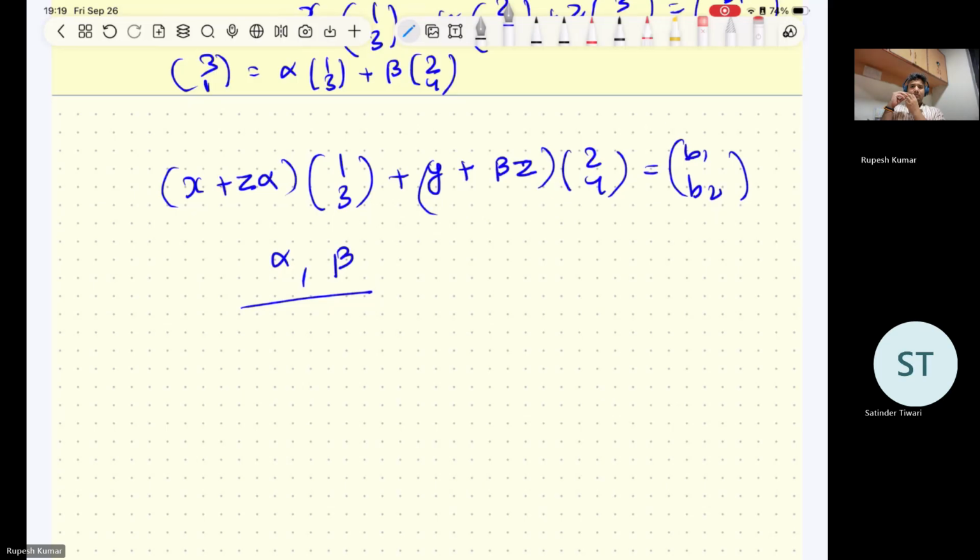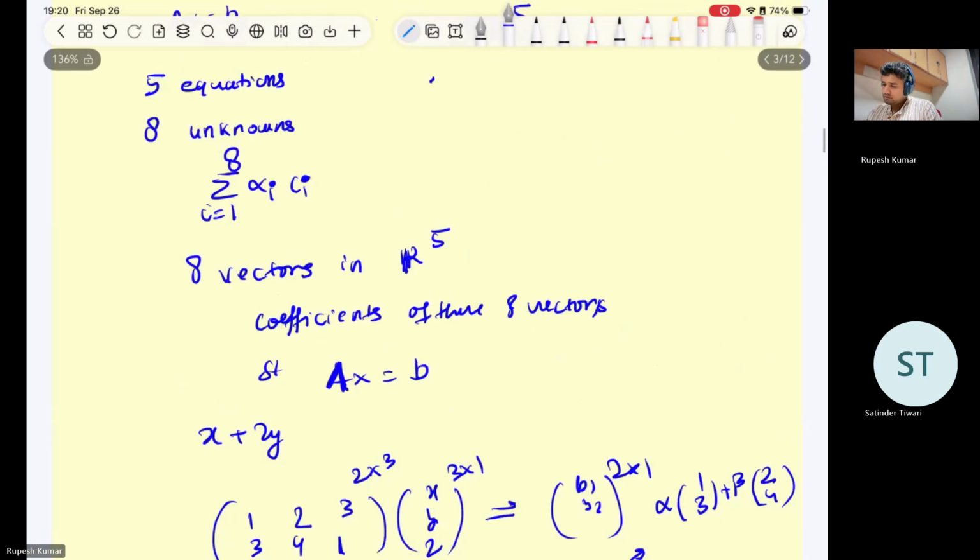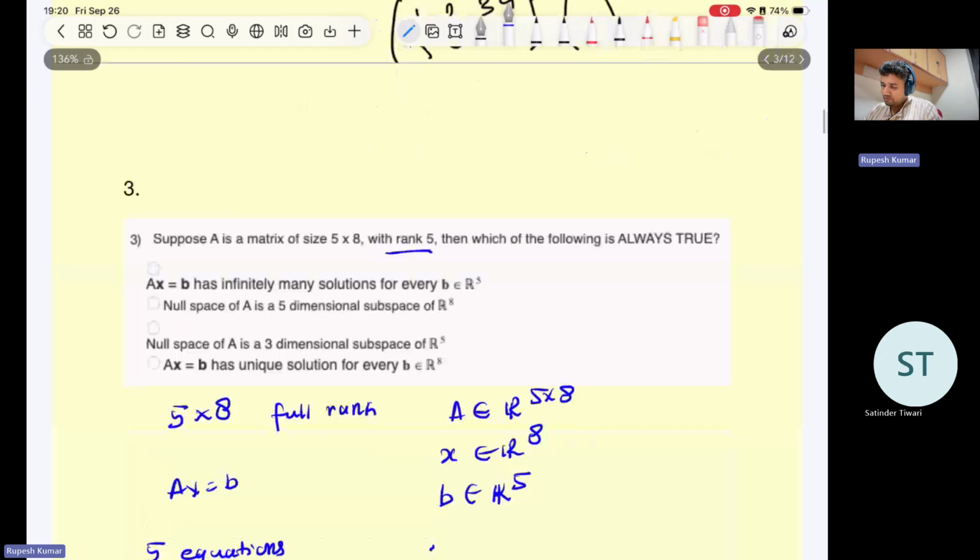So basically, the matrix is full rank, right? If it is a full rank matrix, there will be infinitely many solutions. And the question says that the matrix is full rank. It says it's a matrix with rank 5. This means it's full rank, right?